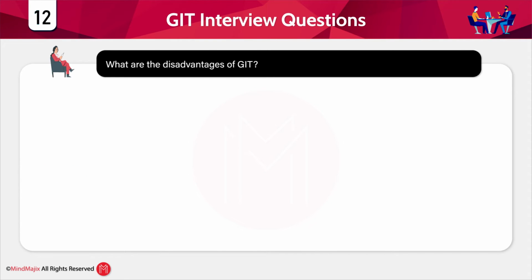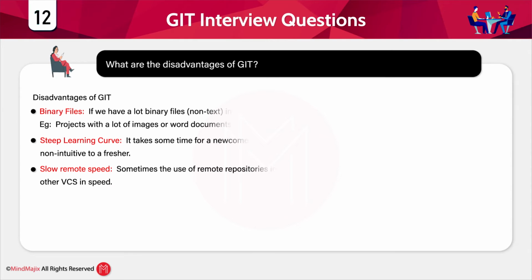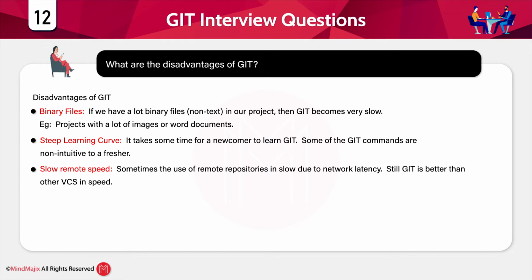What are the disadvantages of Git? Binary files, steep learning curve, slow remote speed. If you have a lot of binary files in our project, then Git becomes very slow. It takes some time for a newcomer to learn Git. Some Git commands are non-intuitive to freshers. Slow remote speed: sometimes the remote repository is slow due to network latency. Still, Git is better than other version control systems in speed.